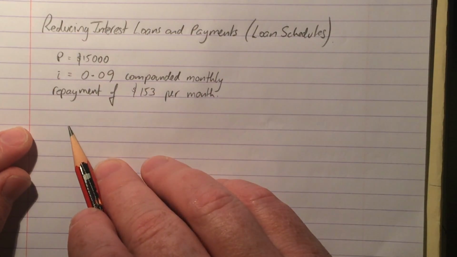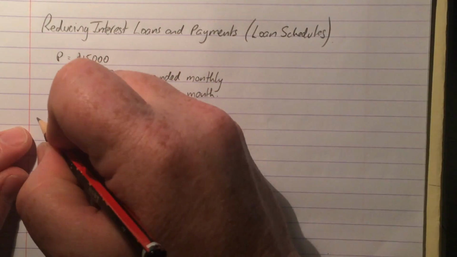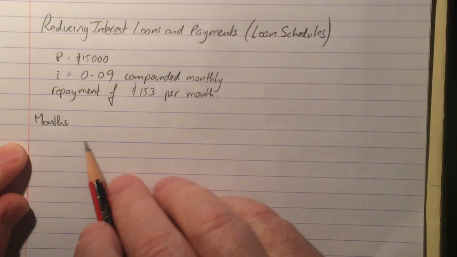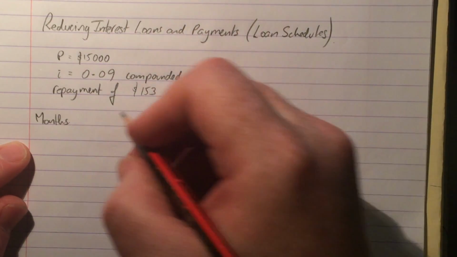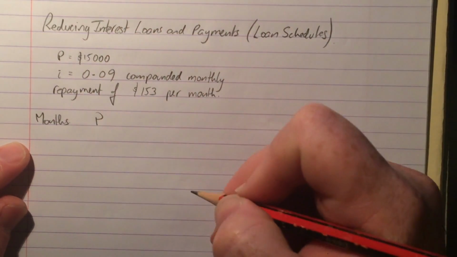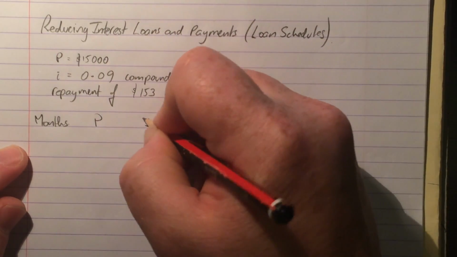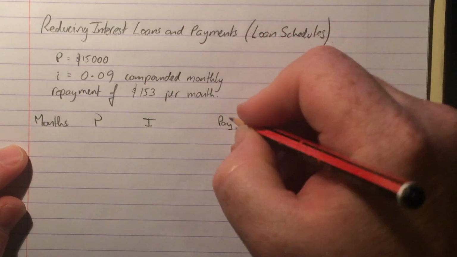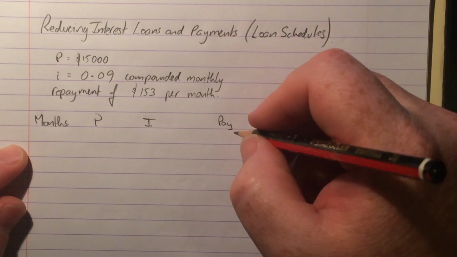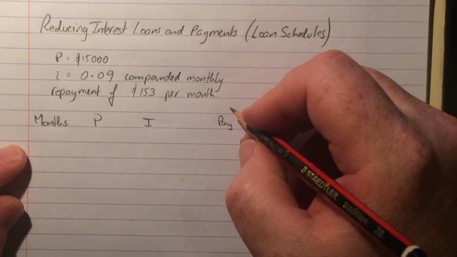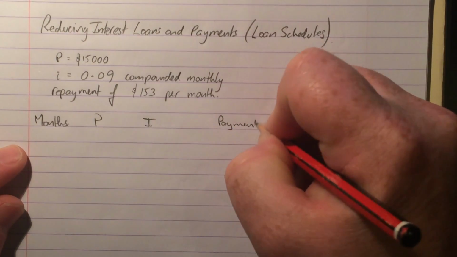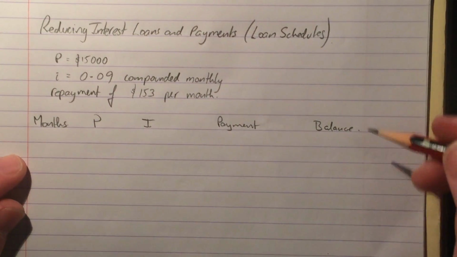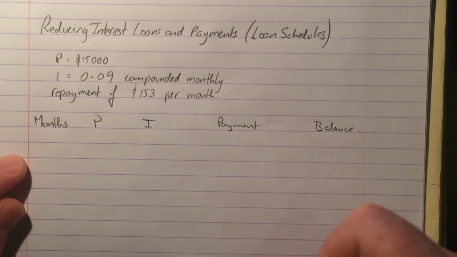So in order to construct the payment schedule, we'll have a number of columns in our table: months, principal, interest, the payment, and the balance. The payment amount will be the same every month.